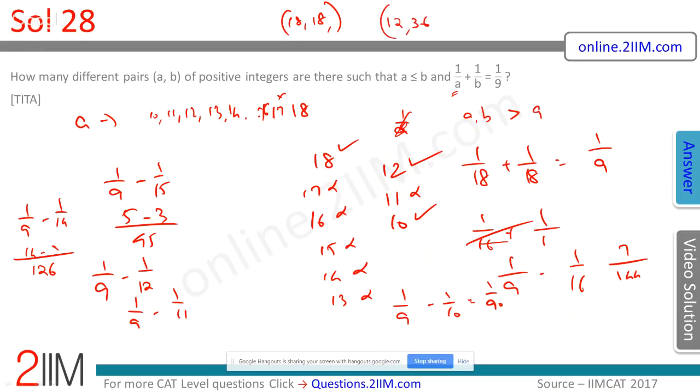12, 36 works. 10, 90 works. 1/10 plus 1/90 is 1/9. 1/12 plus 1/36 is 1/9. 1/18 plus 1/18. How many different pairs? 3 pairs.